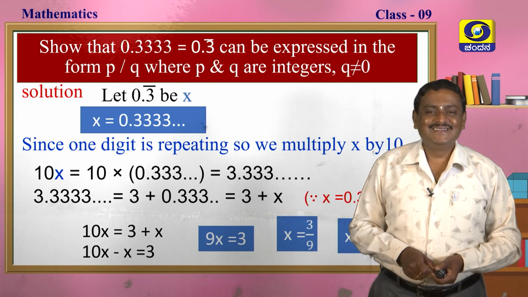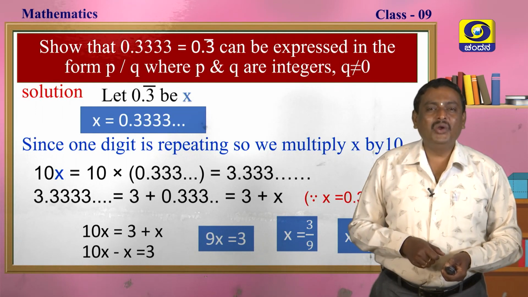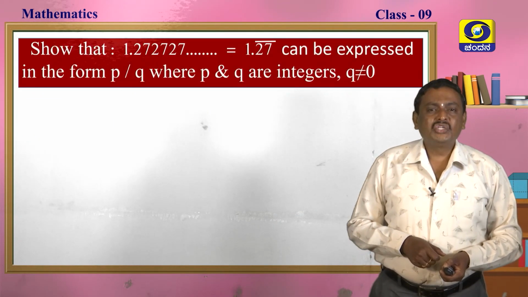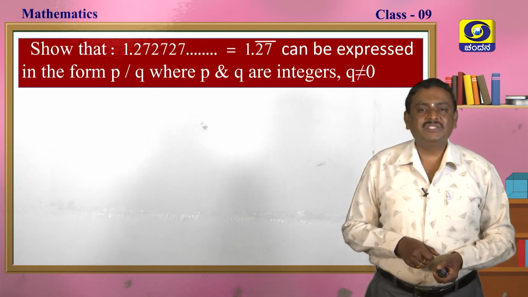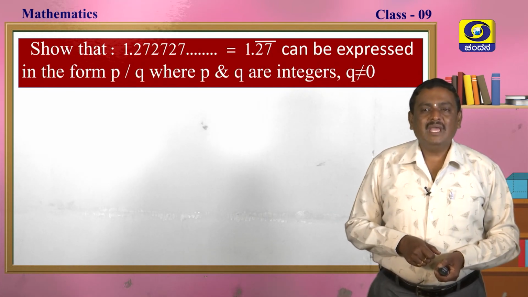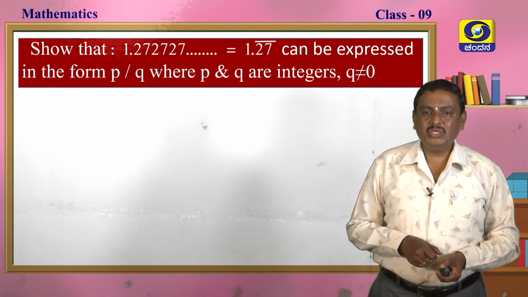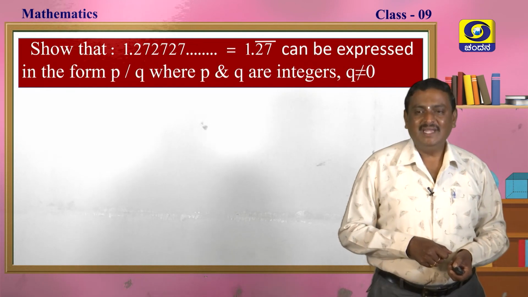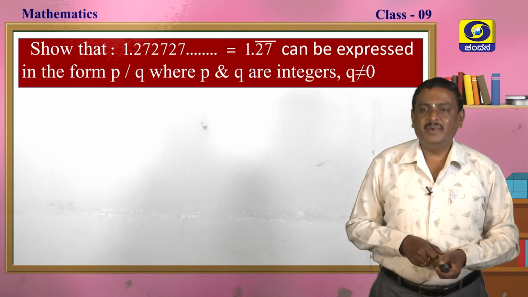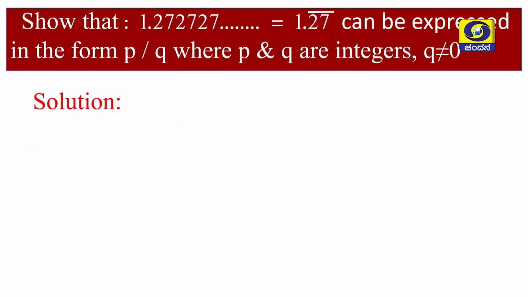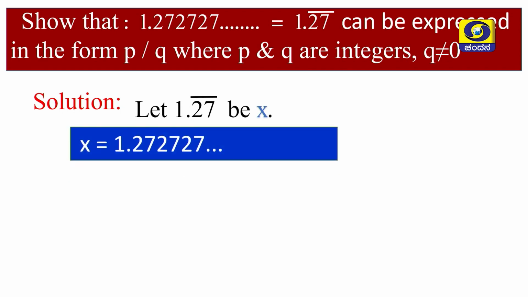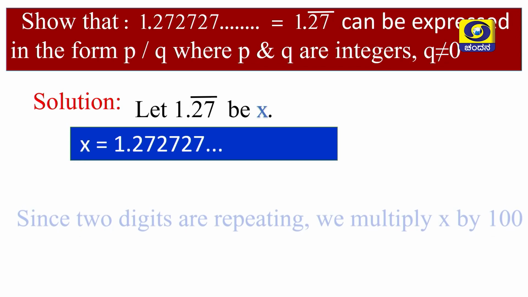Okay, how is it? Excellent, na? Okay, let us move on to the next one. Show that 1.272727 can be expressed in the form of p by q, where p and q are integers, q is not equal to 0, my dear students. Solutions. Can you do it for me? Okay, you can do along with me. First one, let 1.27 bar be x, then x can be written as 1.272727.